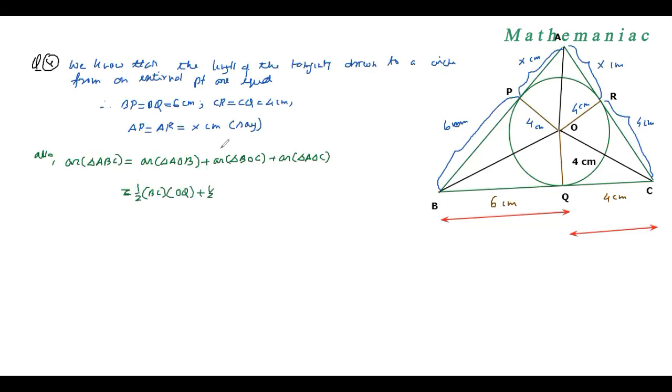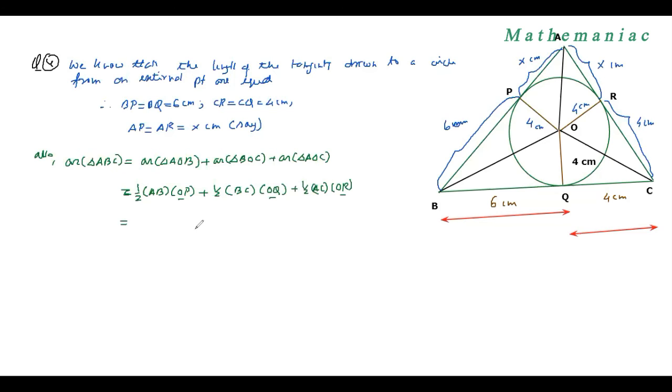And then, sorry, I made a mistake. I'm sorry. I only made a mistake. I wrote the second triangle's area here. The base is AB and then height is OP. Here for this base is BC and height is OQ, and this is AC and height is OR. Very nice.